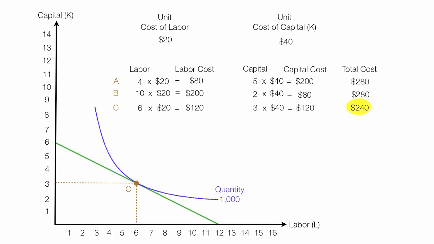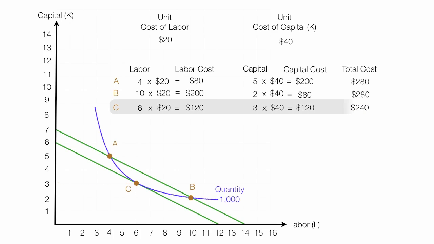So the producer will choose to produce at point C because that's the lowest cost to produce 1,000 units. Point C is $240. Point A is $280. Point B is $280. So the producer will choose to produce at point C.